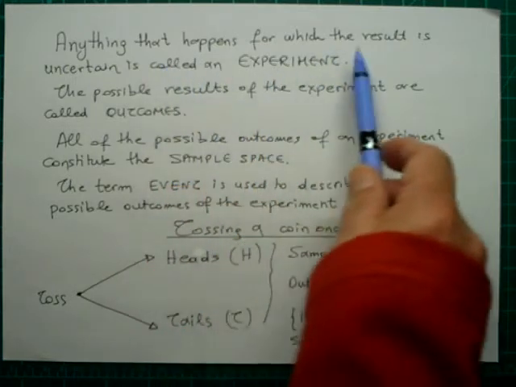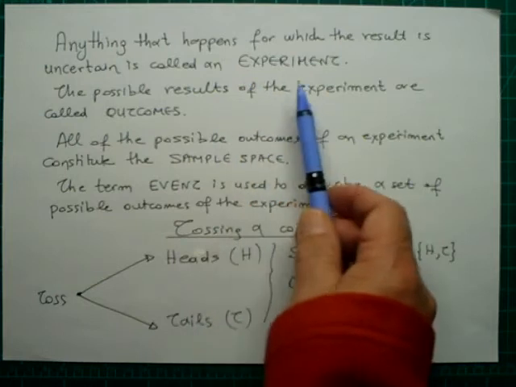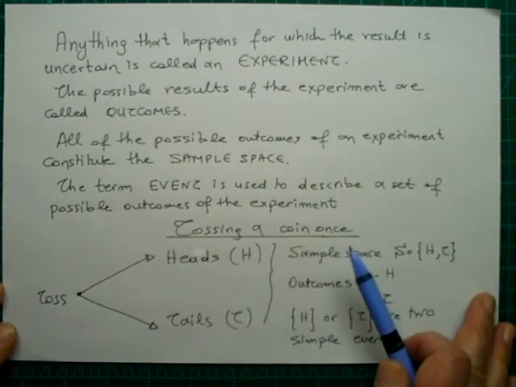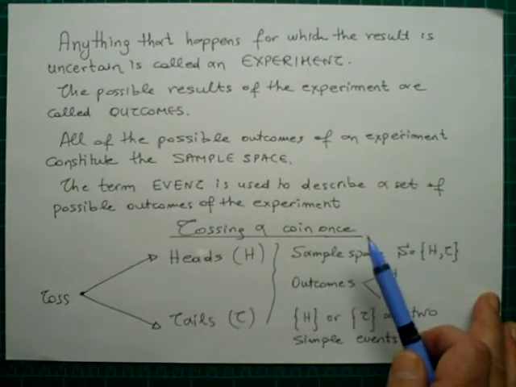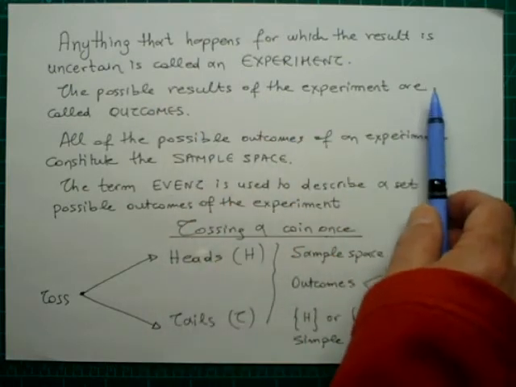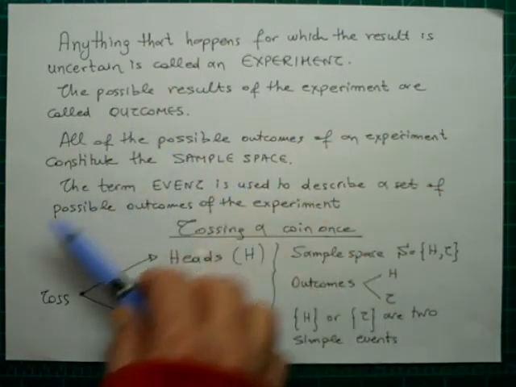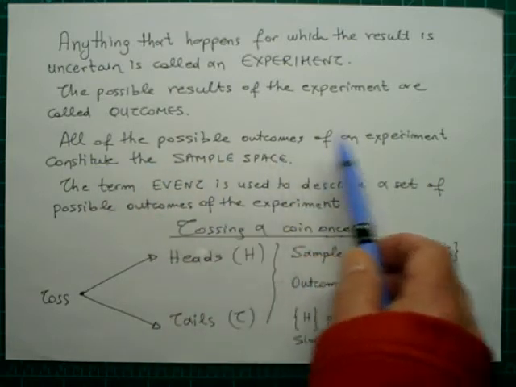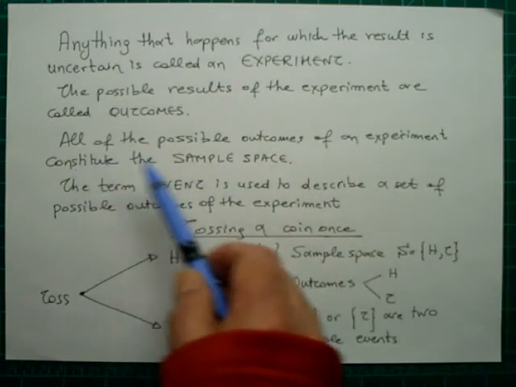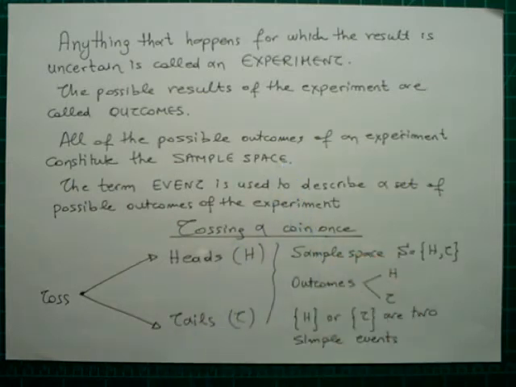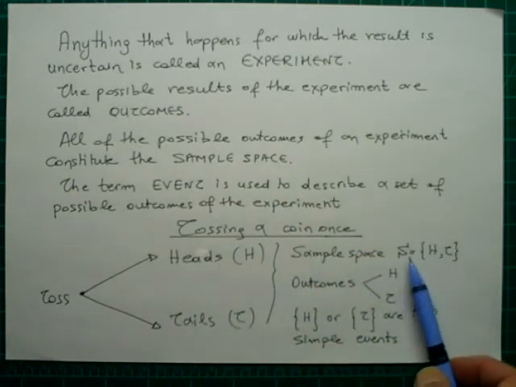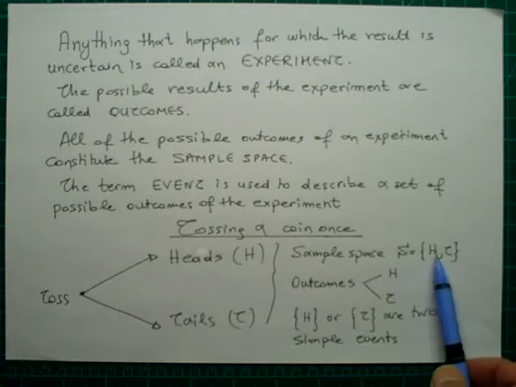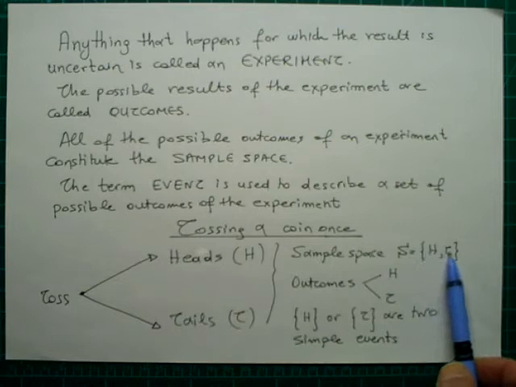Anything that happens for which the result is uncertain is called an experiment. Here our experiment is tossing a coin. The possible results of the experiment are called outcomes. Our outcomes, our results, are H or T. All of the possible outcomes of an experiment constitute the sample space. Here our sample space is a set S, which contains heads and tails, two single elements.